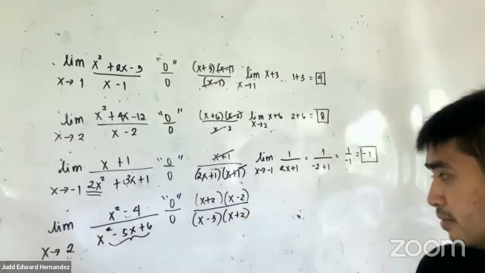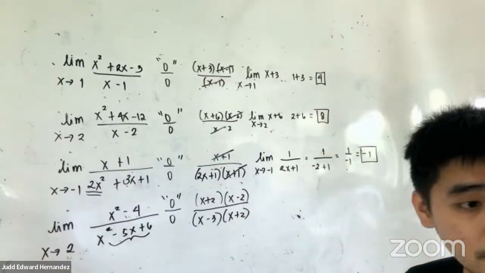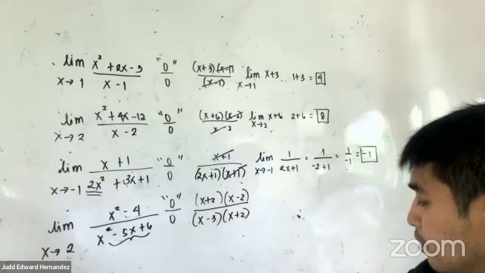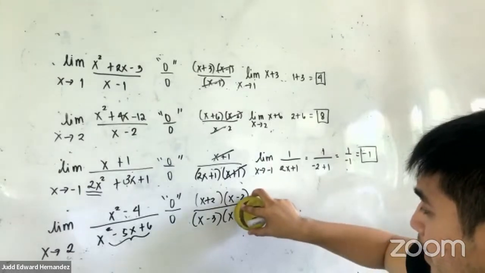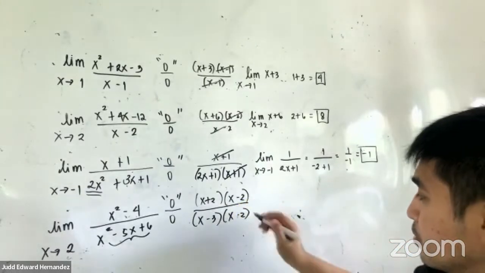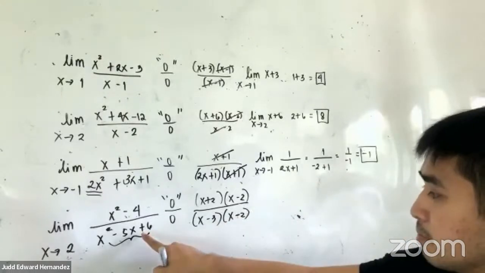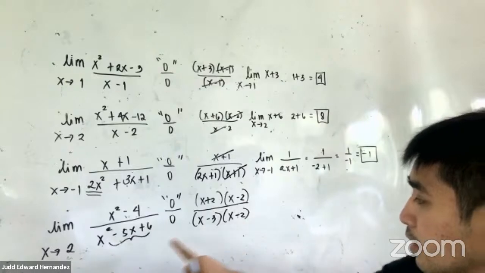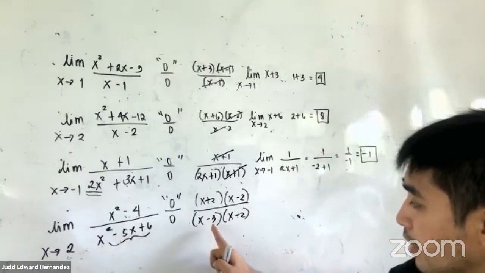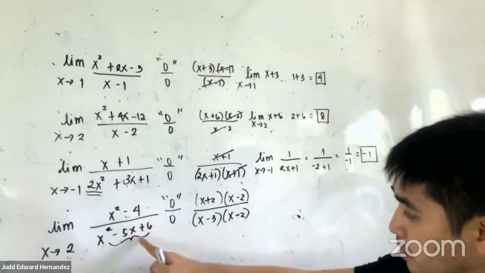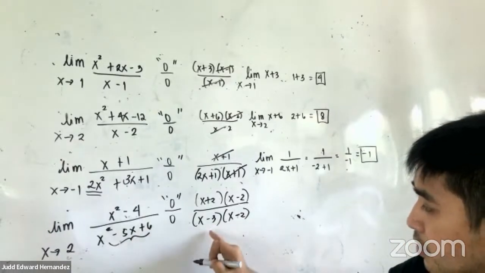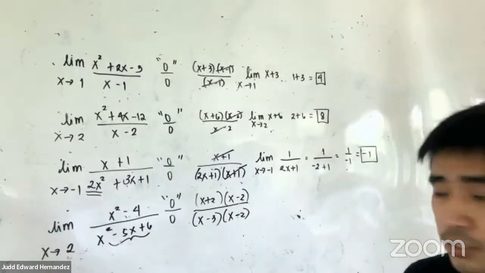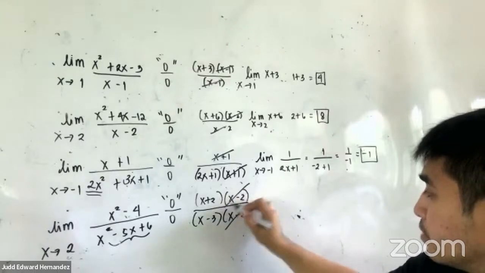Are you sure? X minus 2 po. It must be x minus 2. Okay, why x minus 2? Because this is positive 6, but this is negative 5. And since negative 3 plus negative 2 is negative 5, and negative 3 times negative 2 is positive 6, therefore, this will satisfy this equation. Cancel out x minus 2.